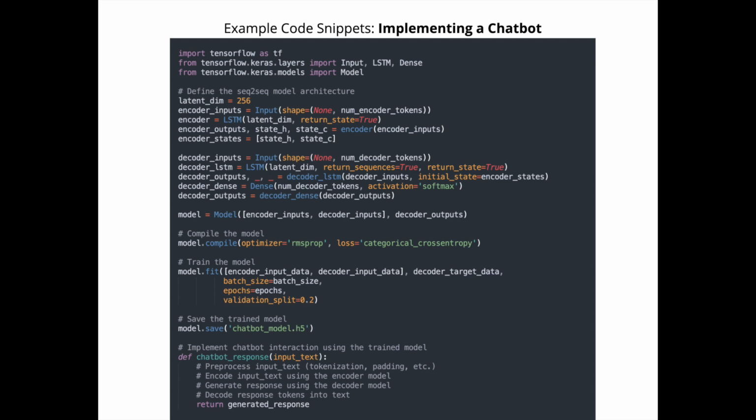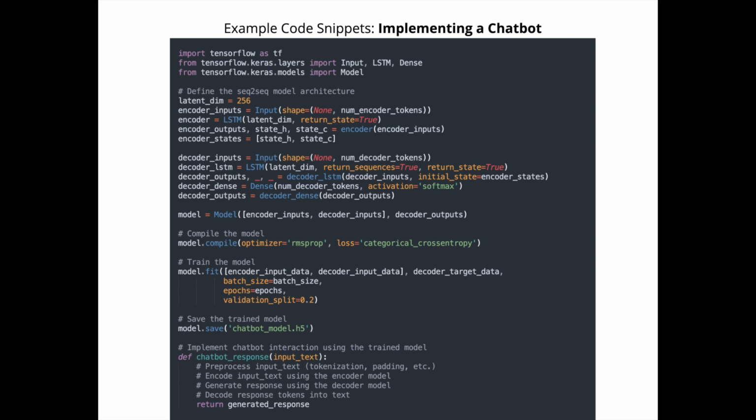We'll create a variable called latent_dim and assign it the value 256. Next is encoder_inputs. We're going to call the Input function and pass it the shape of None and num_encoder_tokens. Next, we create an encoder variable, pass it LSTM with the latent_dim that we created above, and return_state equal to True. Next, we get three variables: encoder_outputs, state_h, and state_c, by calling the encoder function and passing it the encoder_inputs. Next, encoder_states, we get it from the array of state_h and state_c.